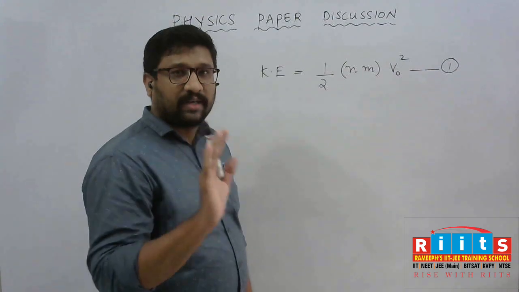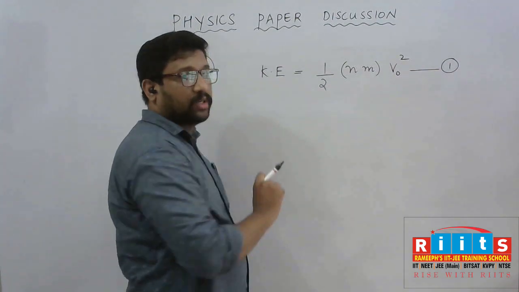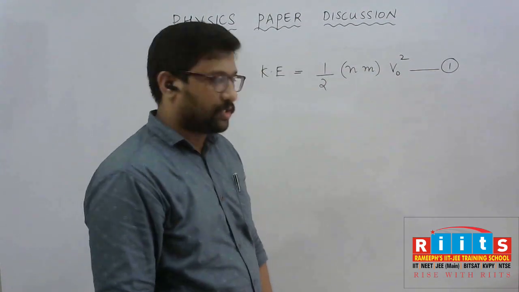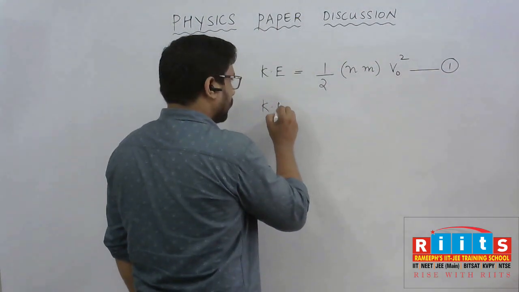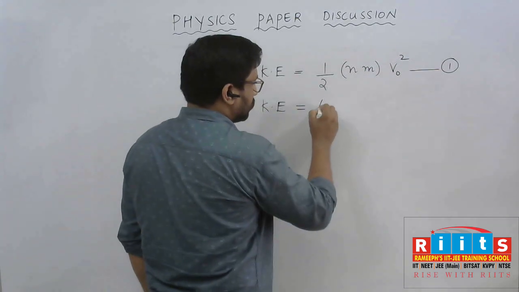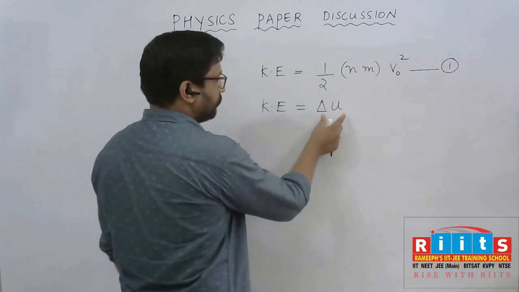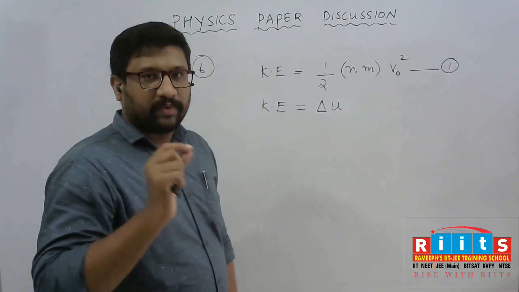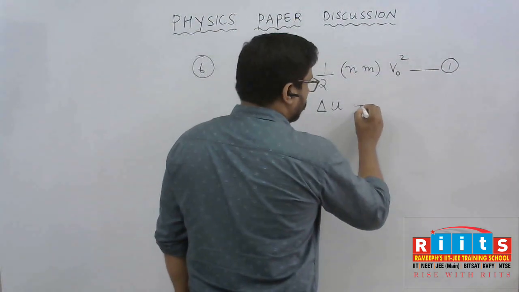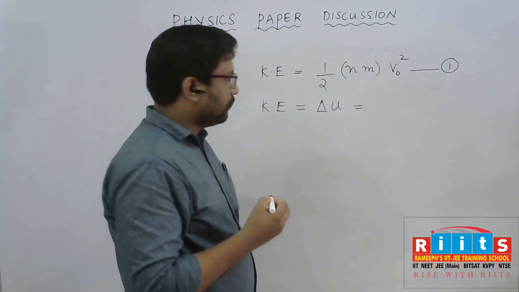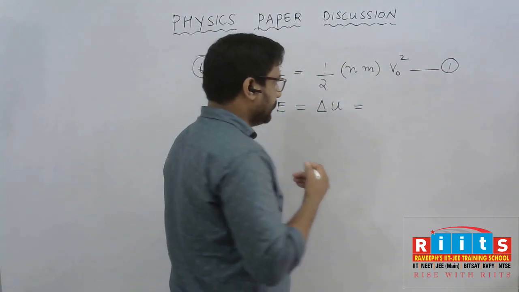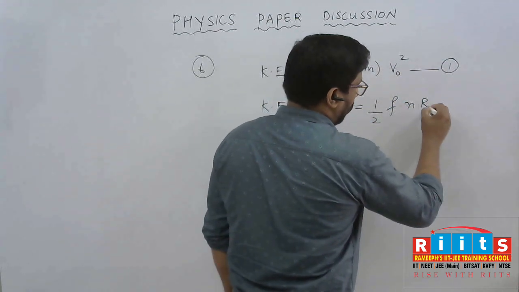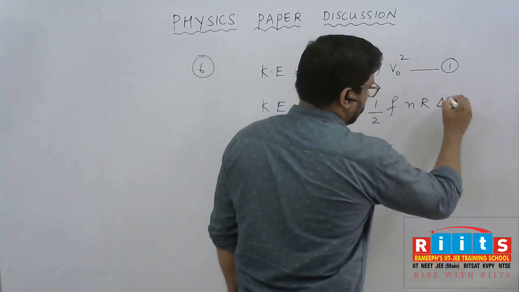When the container suddenly stops, the whole of this kinetic energy will be transferred as the internal energy of the gas. So you can write the kinetic energy is changing as the change in internal energy. And one more thing you know very well, the change in internal energy can be found using what equation? We can use half of F into N into R delta T.